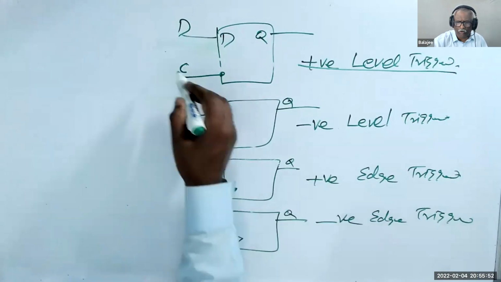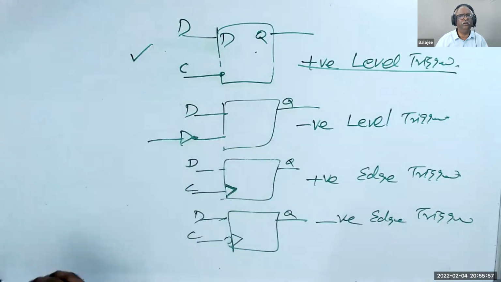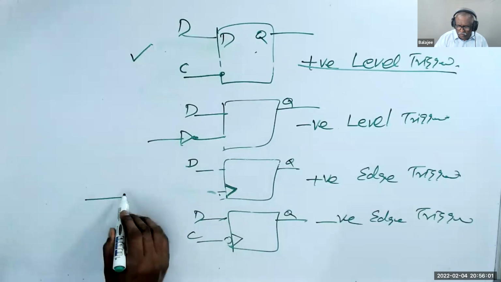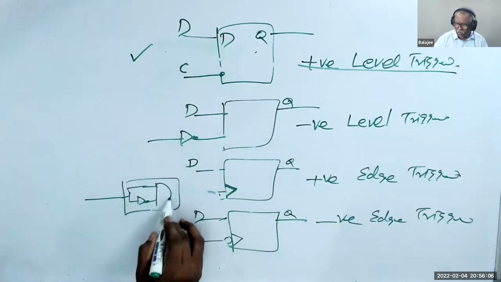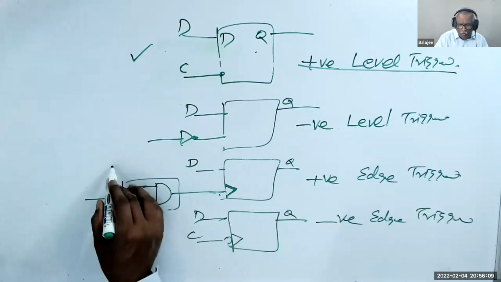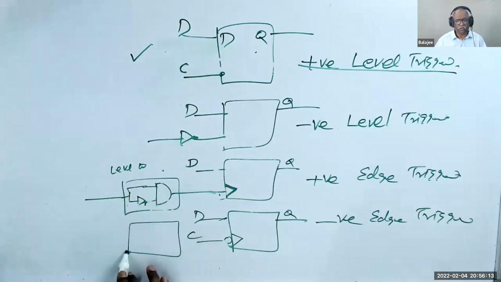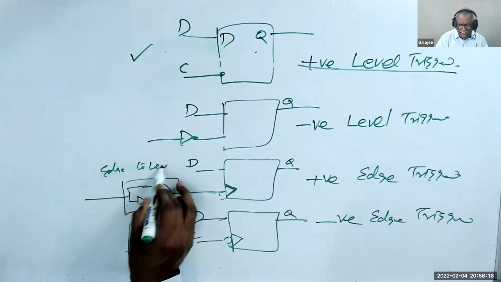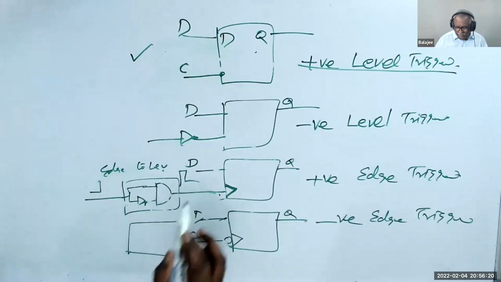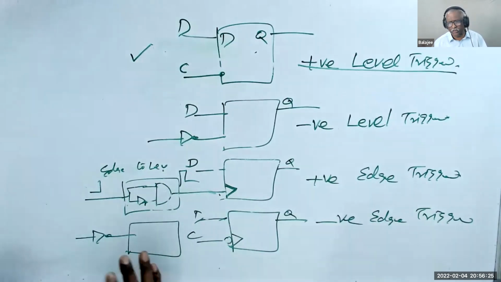But actually, this is the only thing we discussed. This is nothing but I have an inverter outside. That's all. I add an inverter. Then in this case, I add the circuit. This is converting level to edge. Then the other one, edge to level. Whenever an edge comes, it will do a small level. Then I add an inverter. So there are only 4 possibilities. Go on, try to understand.